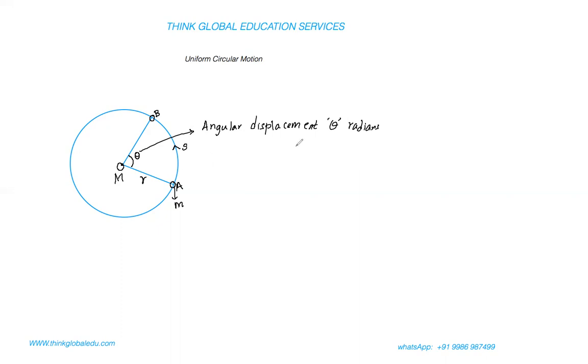And as we know, using the length of the arc formula, we can write the length of the arc S is equal to the radius multiplied by the angle theta. Here theta is the angular displacement. Now angular velocity is the rate of change of angular displacement. So angular velocity is represented by the letter omega, which is equal to d theta by dt.